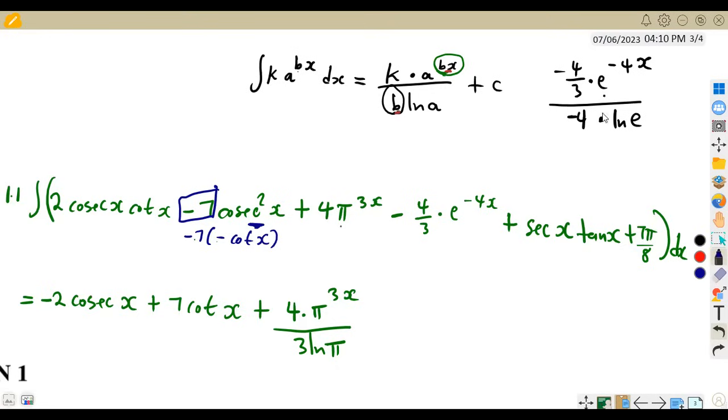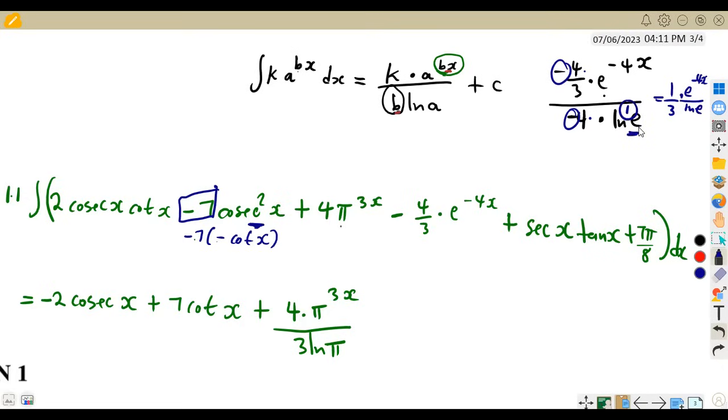All right. So as you can see, you've got a negative, which gives us a positive. Just divide these numbers. 4 over 3 divided by 4 is going to give us something like 1 over 3. We're supposed to obtain something like this: 1 over 3 times e to the exponent of minus 4x over ln e. But remember that ln e is equal to 1.